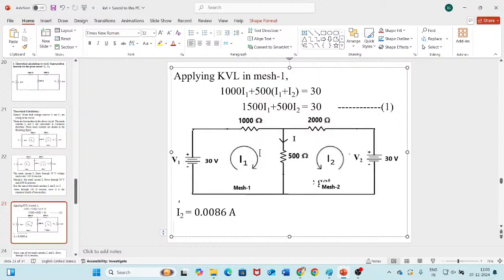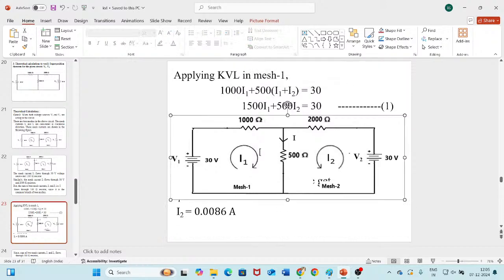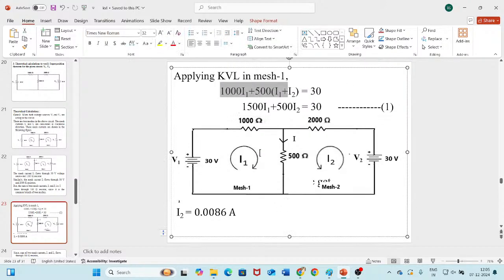So I want to apply KVL here. The algebraic sum of voltage drops is equal to algebraic sum of the source voltages. The voltage drop across 1000 ohms is 1000 into I1. Similarly, what is the voltage drop across 500? The current direction is downward for both, so both are in same direction. So 500 into I1 plus I2 is equal to the voltage source value, 30 volts. So 1000 into I1 plus 500 into I1 plus I2 equals 30.